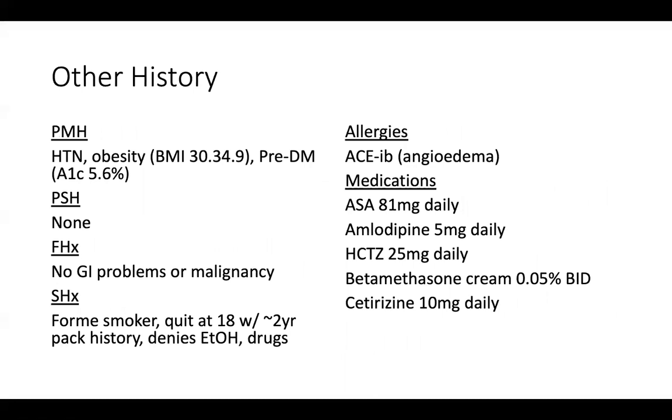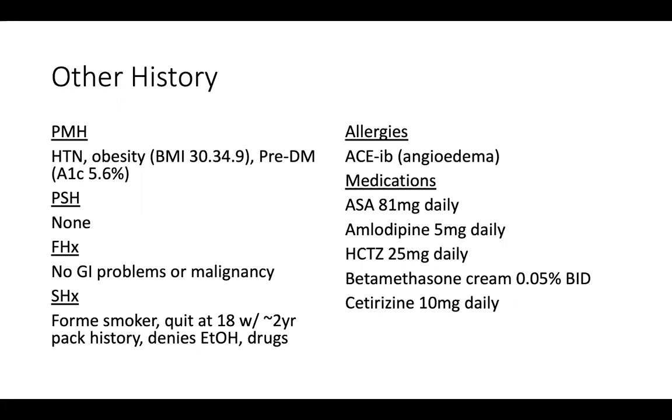So other history for this patient, he does have a history of hypertension and obesity. In the chart, his BMI was 30 to 34.9. At this visit, since his last PCP visit, his BMI, I think, is down to 28 with that recent weight loss. And then that history of prediabetes, his A1C was 5.6 with that prediabetes diagnosis. So his PCP is super on top of it. Past surgical history, none. He doesn't have any known family history of GI problems or malignancy.